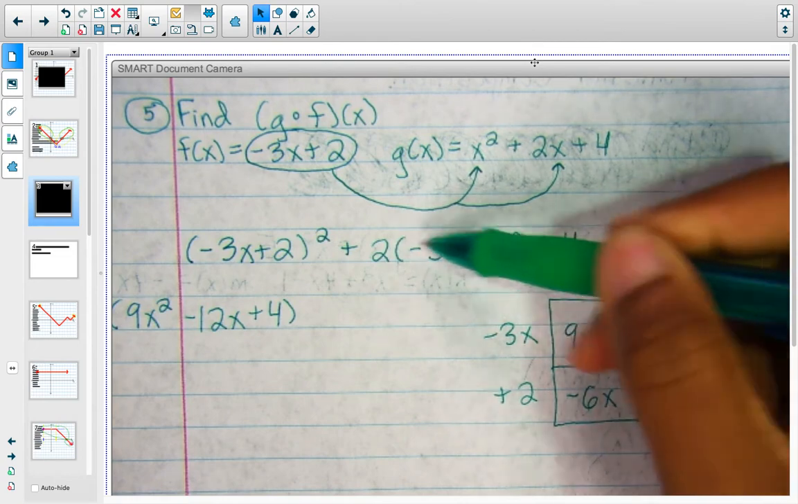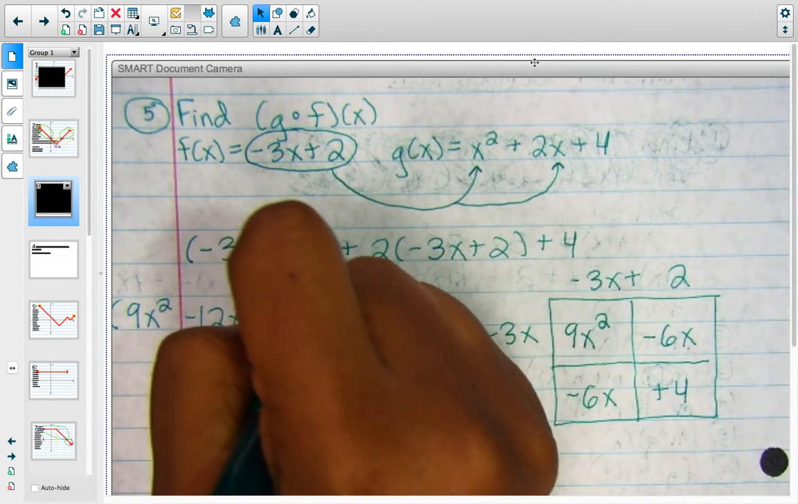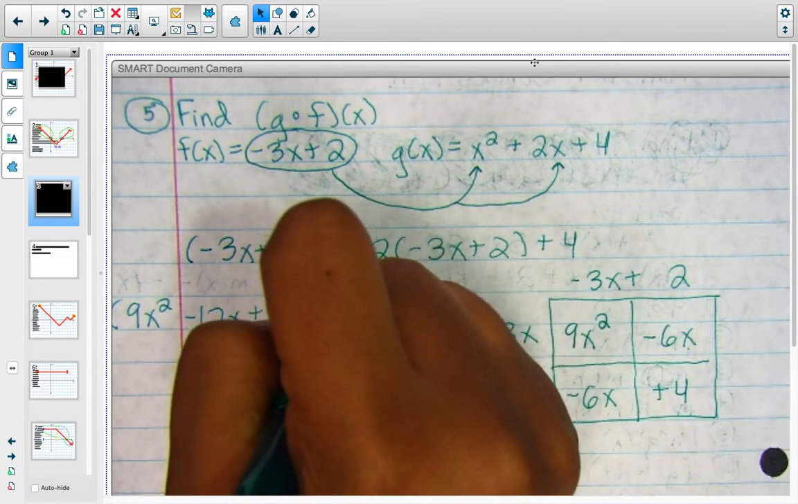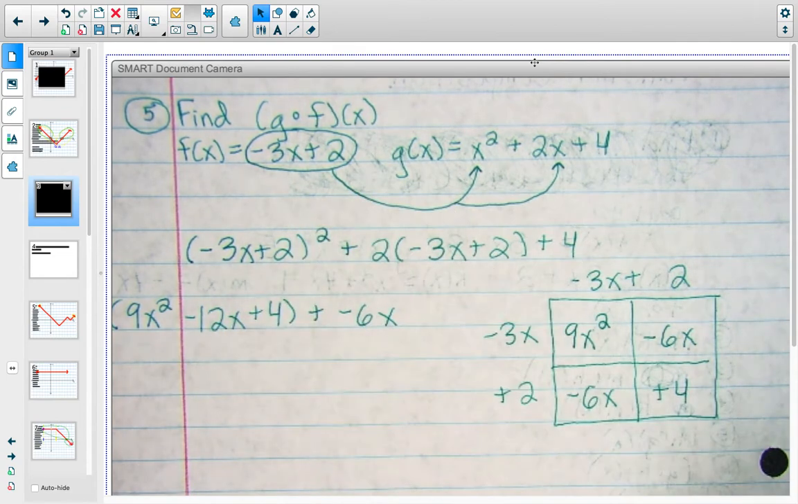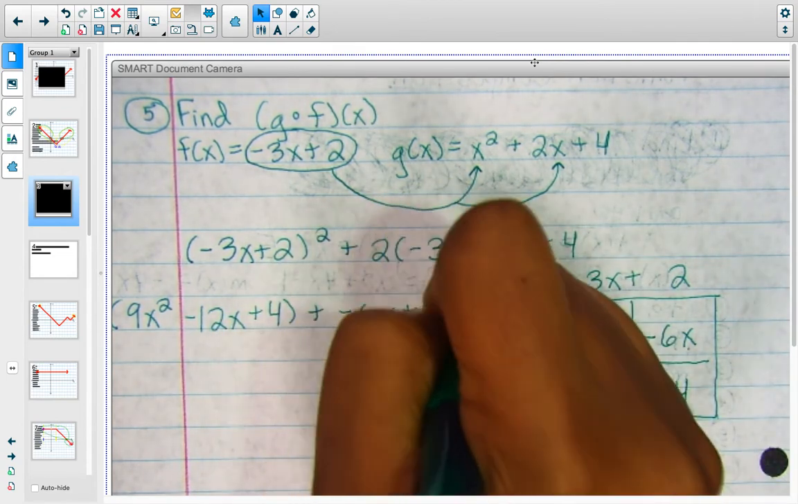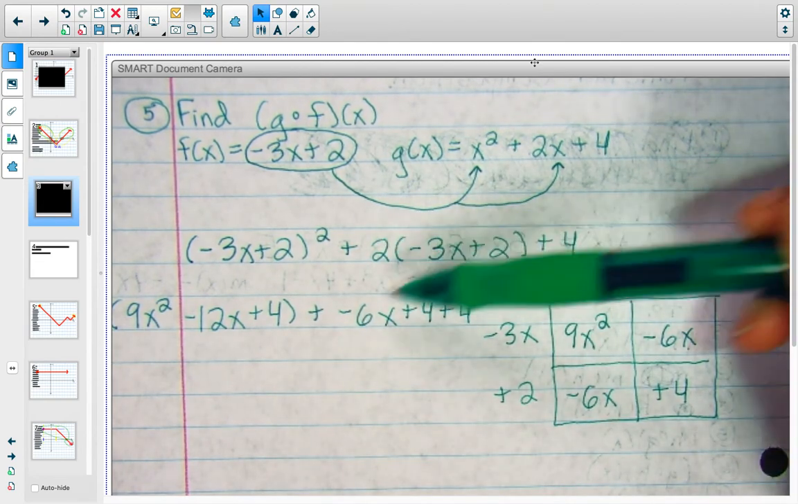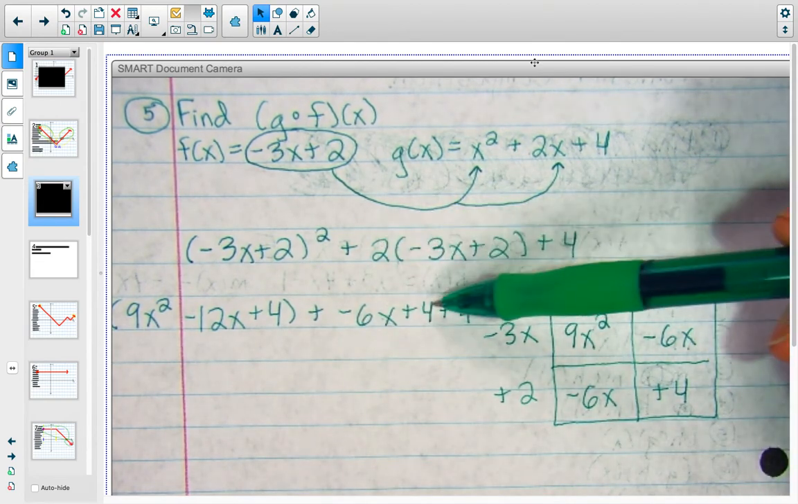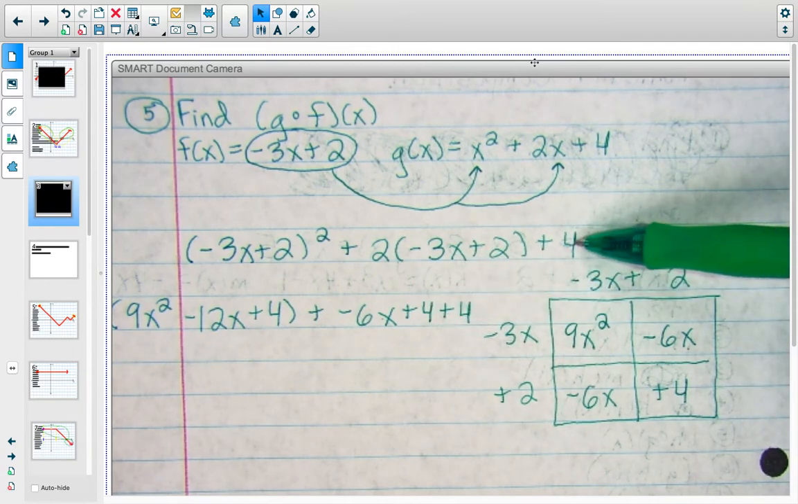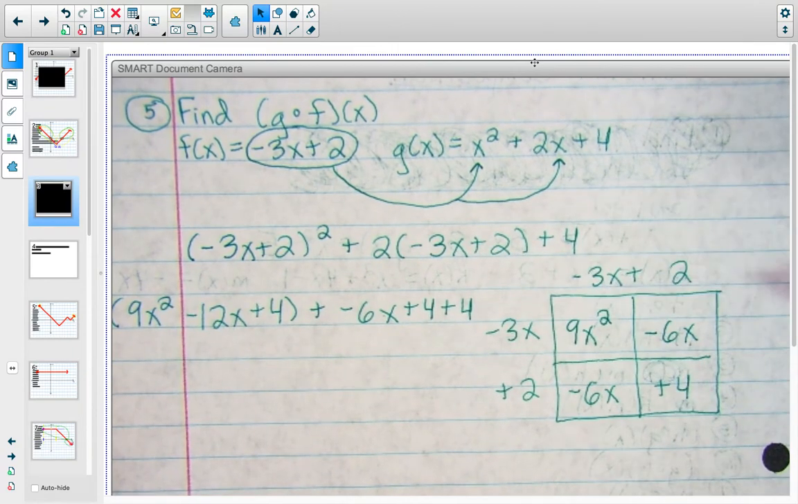I got to go through, do distributive property here. That's going to give me 2 times negative 3x is negative 6x. That's going to give me plus 4. And then I had a plus 4. So this gave me the negative 6x. This gave me the plus 4. And I had an additional plus 4 that needed to come straight down.